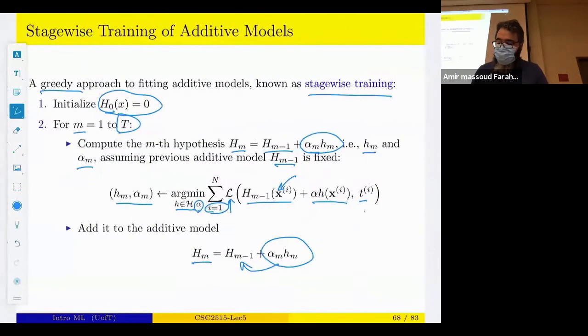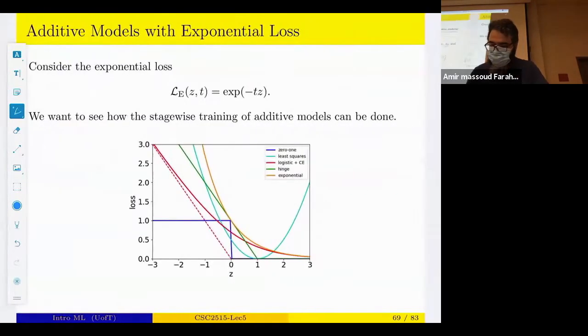Okay, so I have now defined stage-wise training of additive models, but I haven't talked about the choice of the loss function. We can choose any loss function, of course, depending on what would be most suitable. But I'm going to first introduce a new loss function, which you haven't seen before, and see that it has some nice properties.